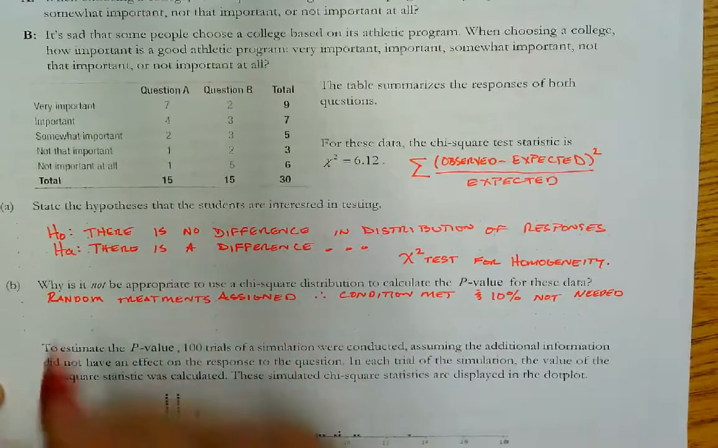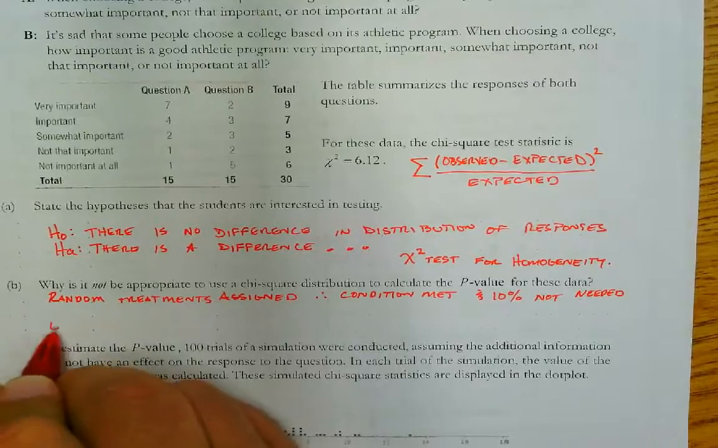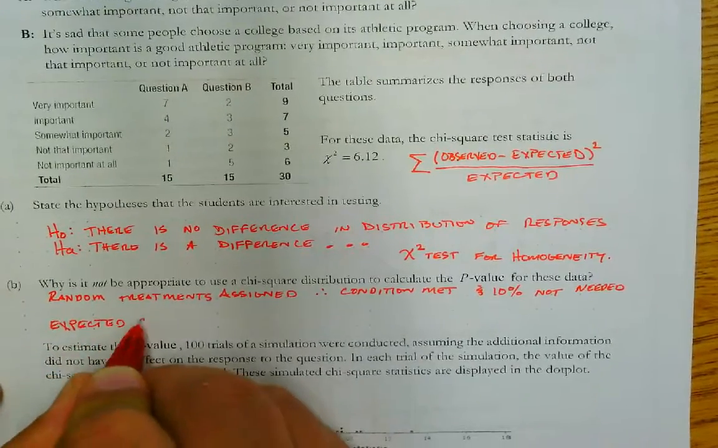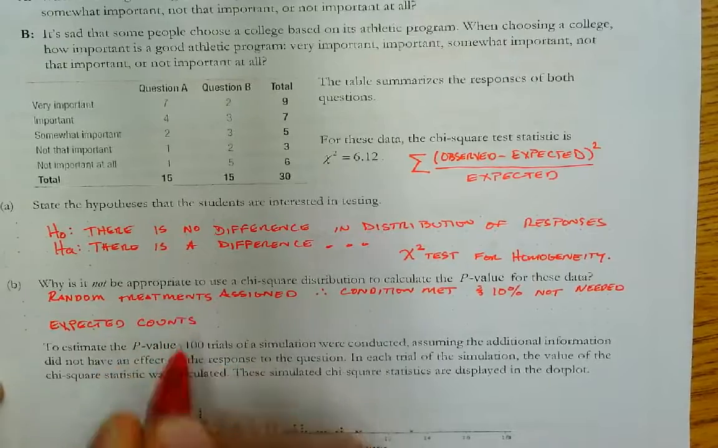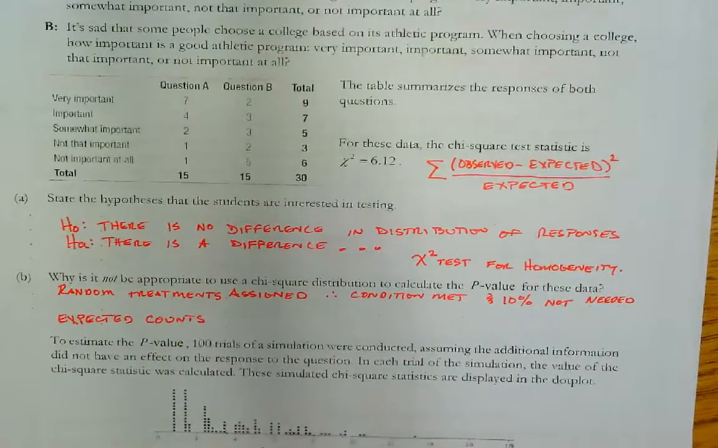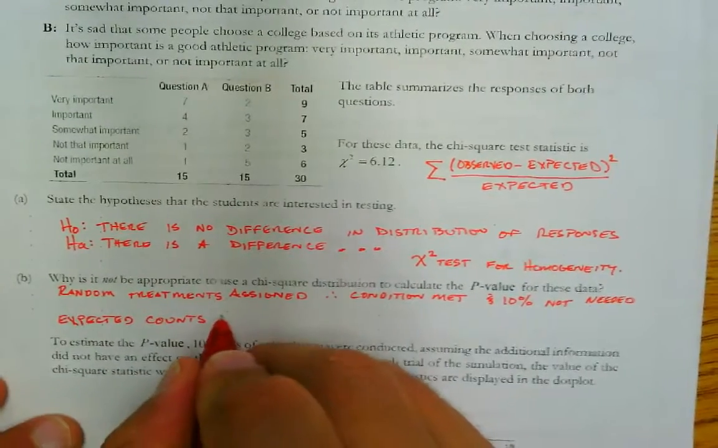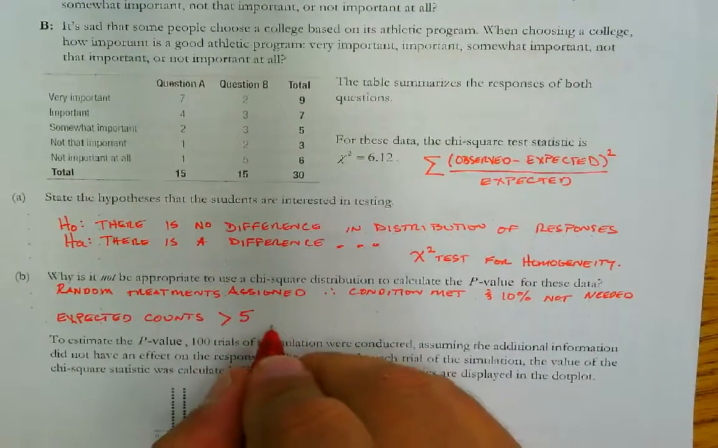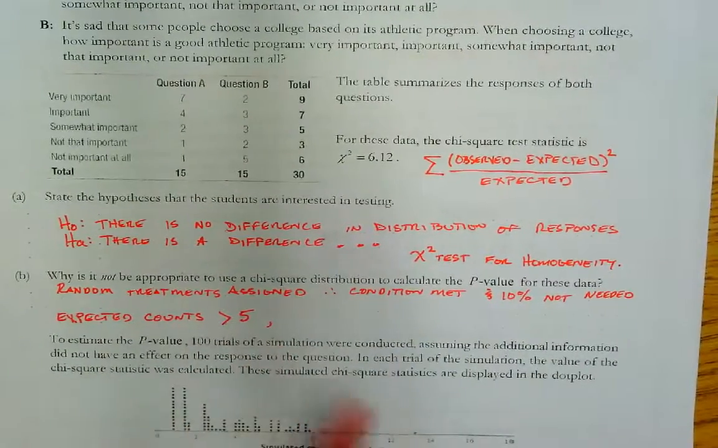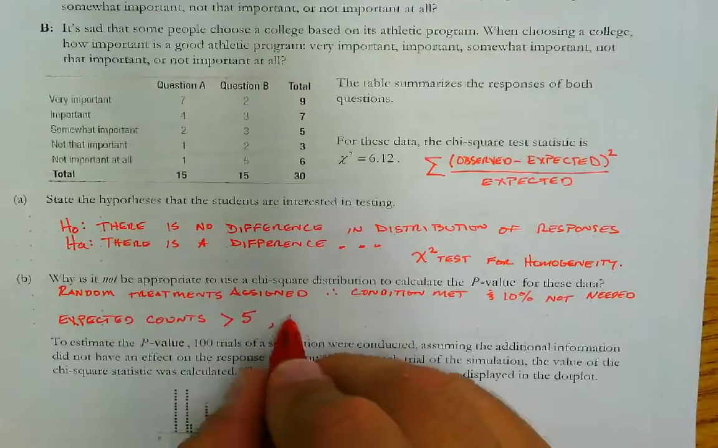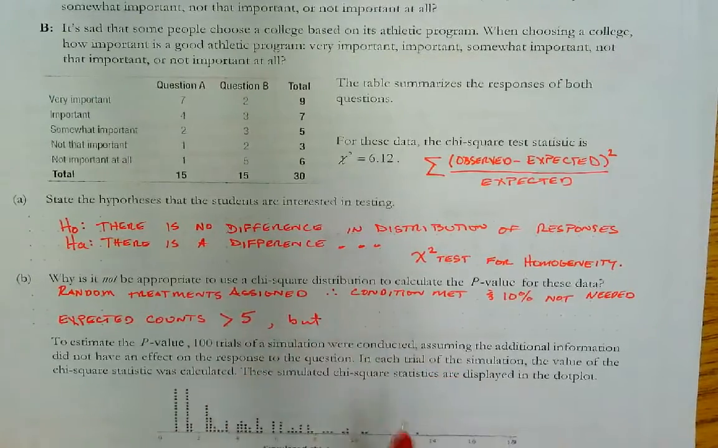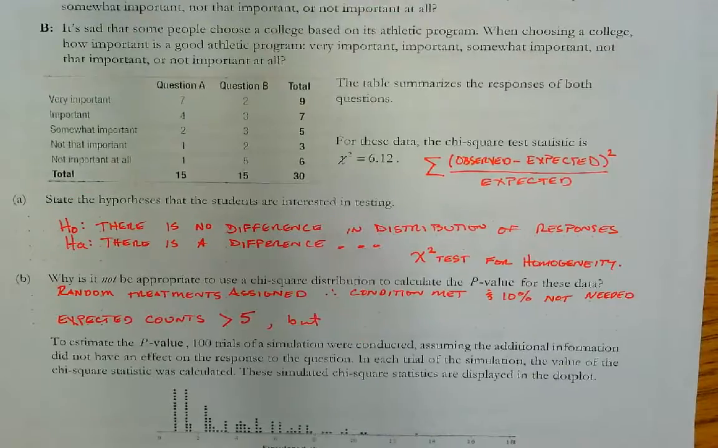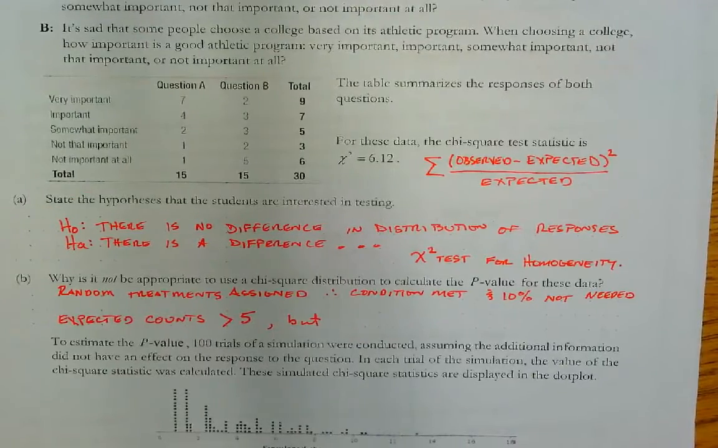So what's the only thing that's left? The only thing that's left is our expected counts. What do we know about our expected counts? Our expected counts all need to be greater than 5. So if it's telling us it would not be appropriate, that's basically telling us that not all the expected counts are going to be greater than 5. How do we find those expected counts?